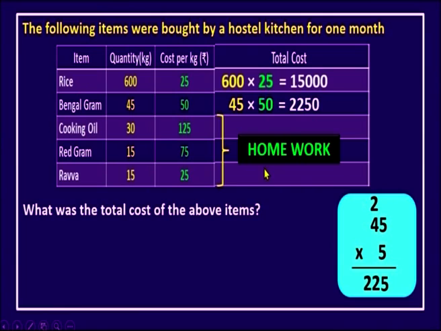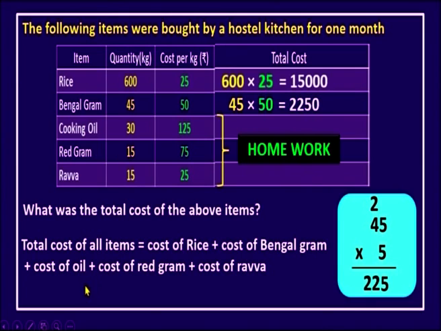Now children, similarly for finding the total cost for cooking oil, red gram and also for rava, you have to do it as homework and again submit the same to your teacher children. Okay. And also I will give you a small hint children, how to find the total cost of all items. Here we are finding individual cost, right? Then how to find the total cost? It is given by cost of rice plus cost of Bengal gram plus cost of cooking oil plus cost of red gram plus cost of rava.